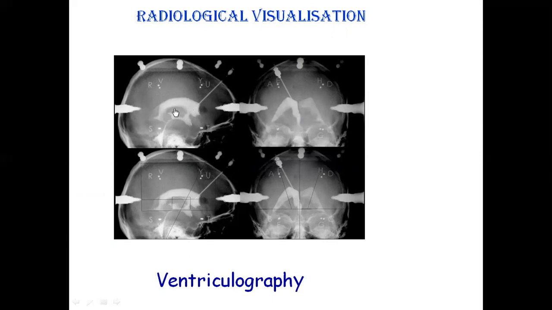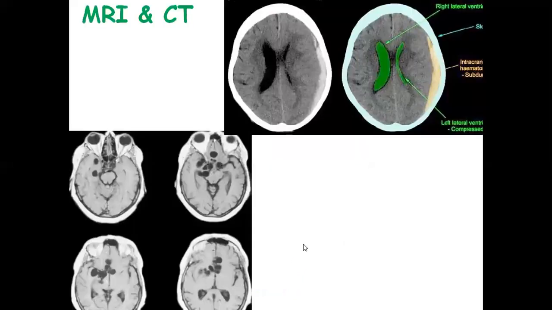This is the lateral view where we have lateral ventricle, third ventricle, aqueduct of Sylvius, fourth ventricle. This is the anteroposterior view where you have right and left lateral ventricles, right? So this is ventriculography. In case of MRI and CT scan, you can see this is the normal right lateral ventricle. Here you have a compressed lateral ventricle.